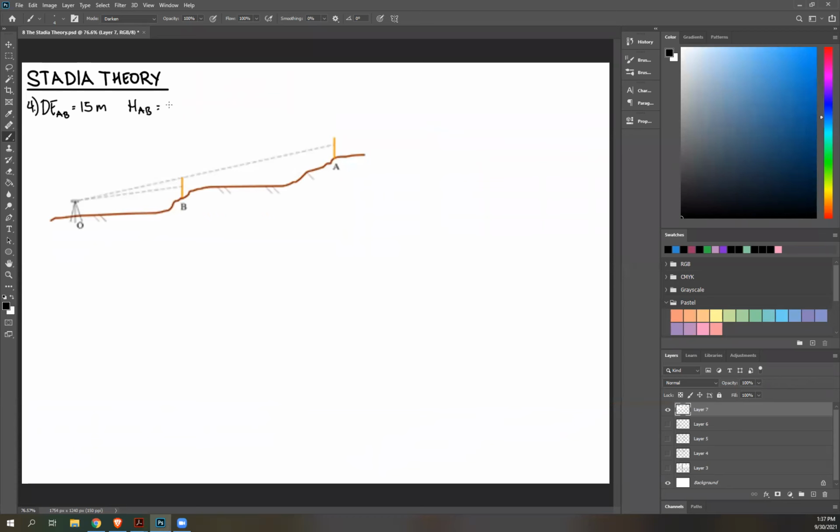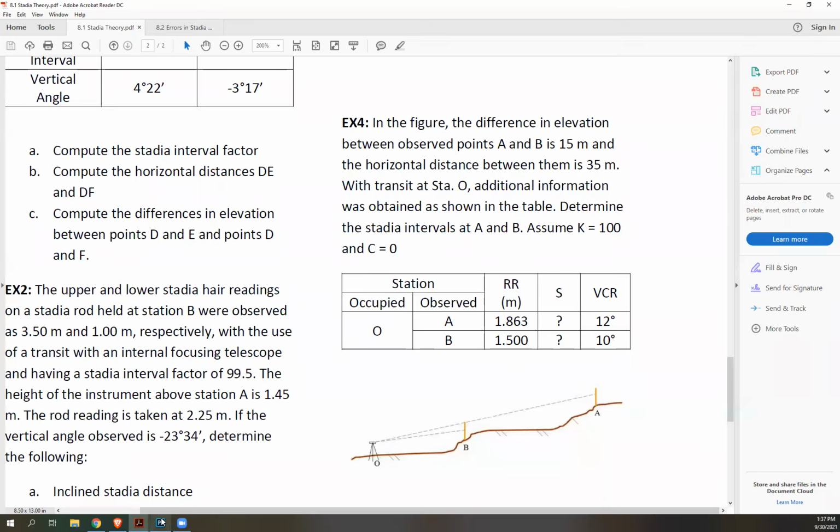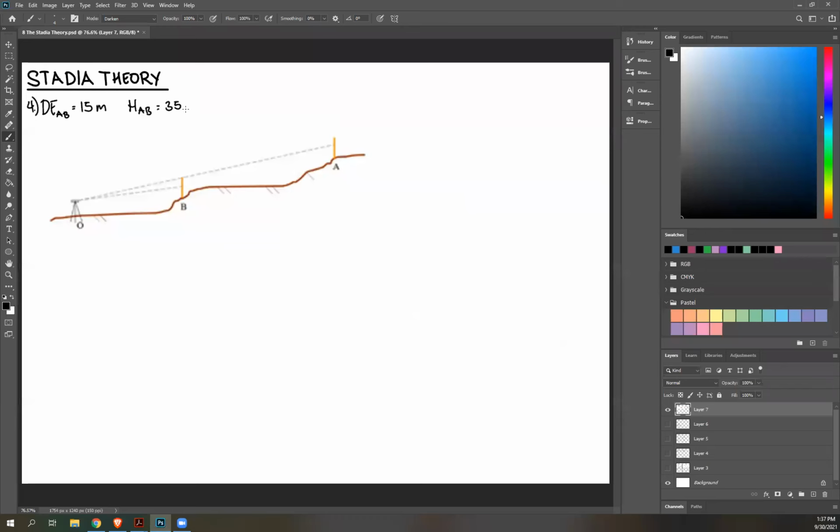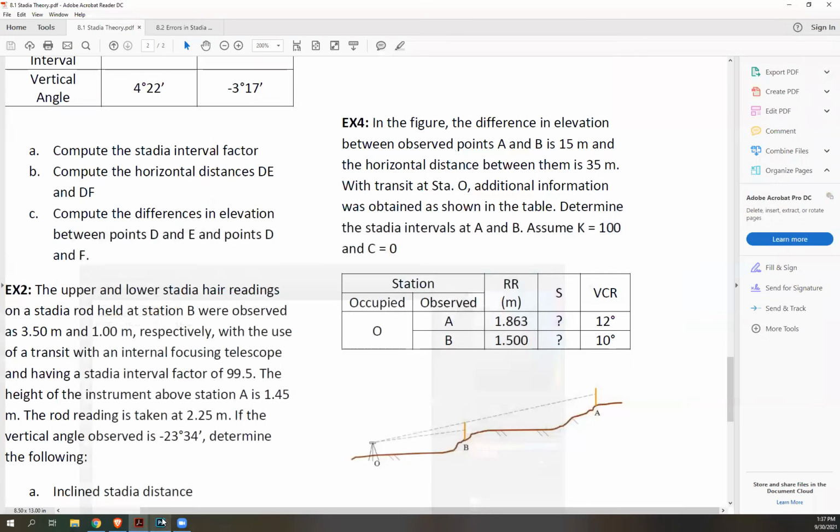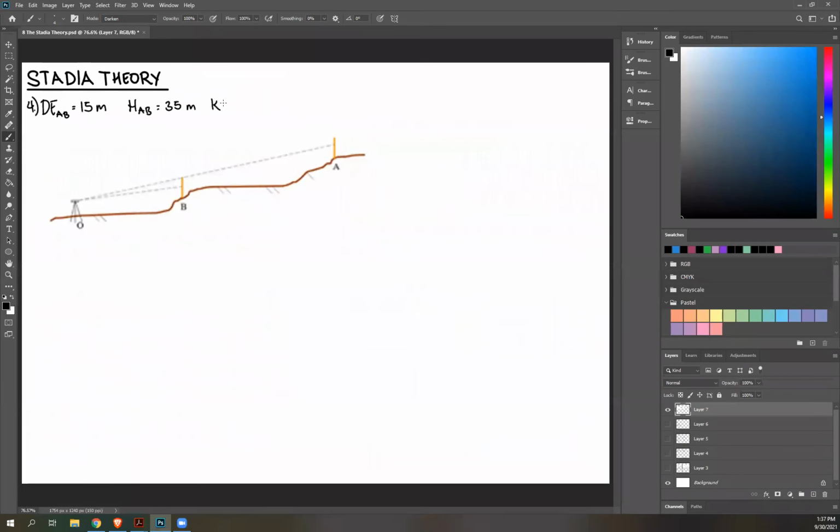So HAB, 35. Now I chose H instead of B because I know from the table that our observation is inclined because of the presence of these values. So this is your vertical collimation reading, 1210. So 35 meters. And then Stadia K equals 100, C is 0.